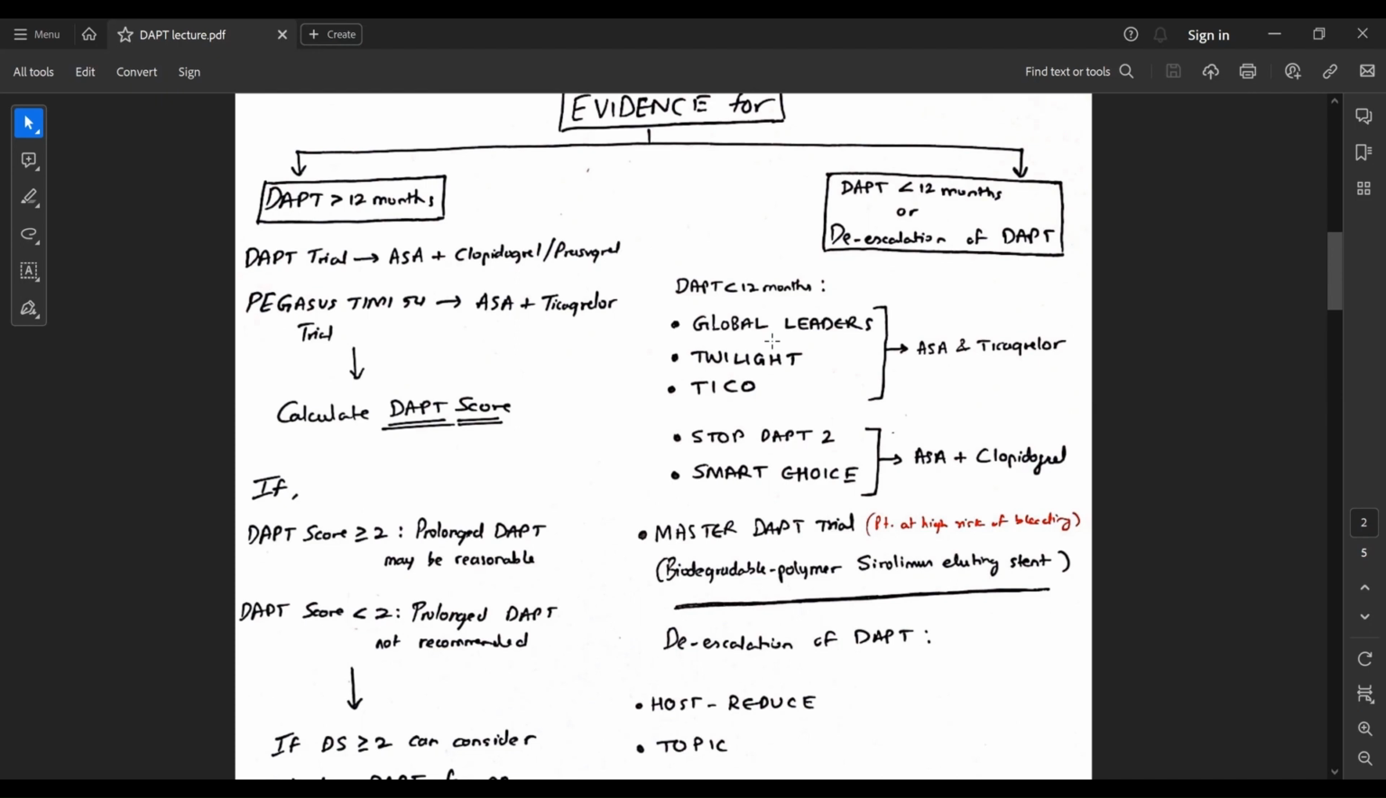And they compared this with DAPT with aspirin and ticagrelor for 12 months, followed by aspirin for the next 12 months. Now, they did not find any statistically significant difference in the composite of all-cause mortality or myocardial infarction, and they also did not find any statistically significant difference in bleeding between the two groups.